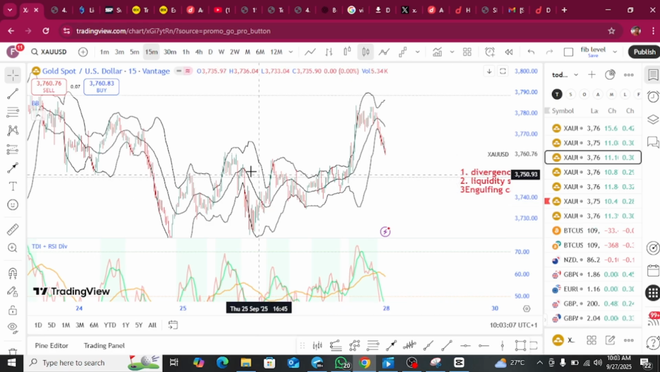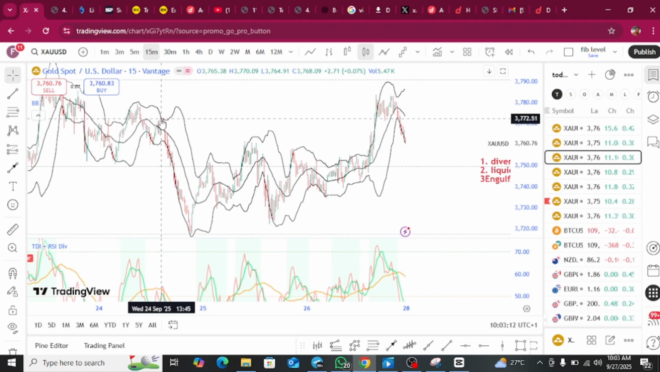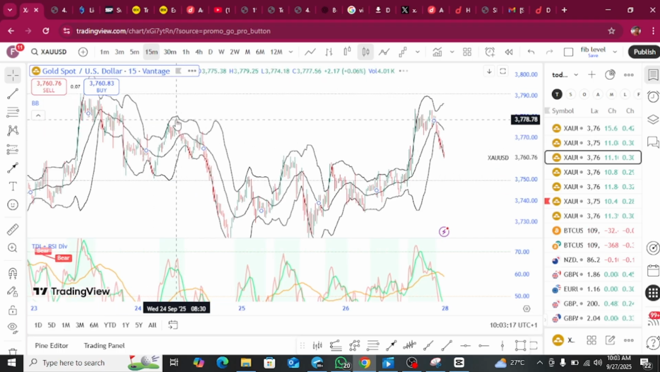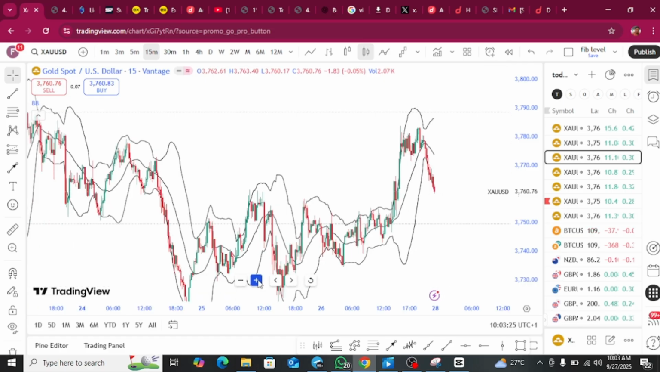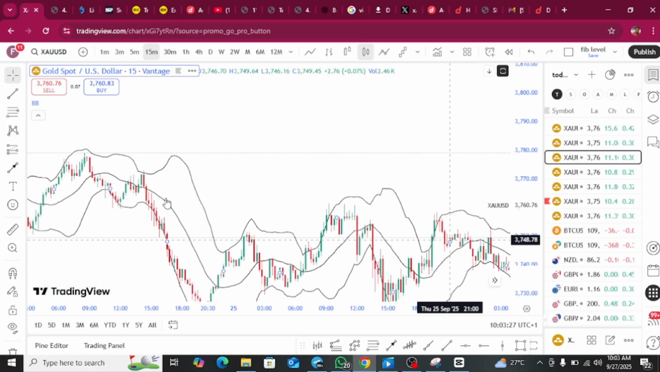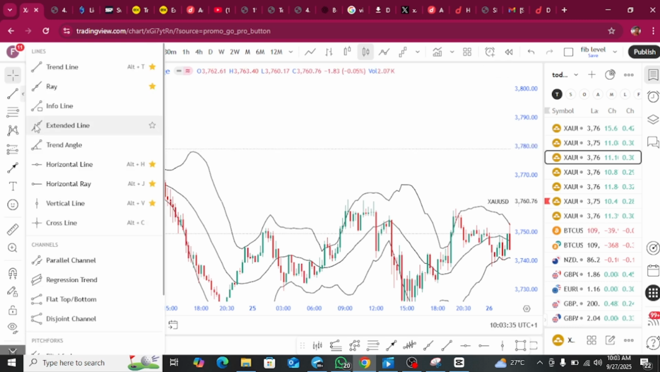So how do you identify your liquidity? The first thing is you look for the previous high on your left and mark it. For instance, let me zoom this out. This was your resistance here and this was your liquidity. There are different types of liquidity. I'm not going to go into that in this video, but I'm only going to tell you about the ones that you can identify using the Bollinger Band.